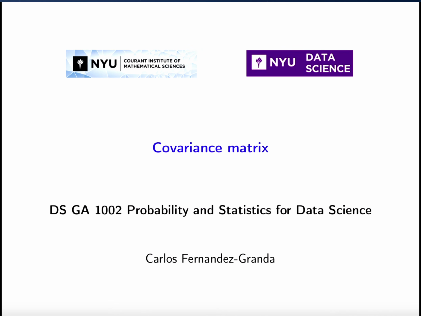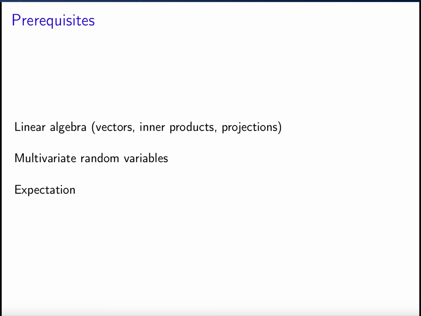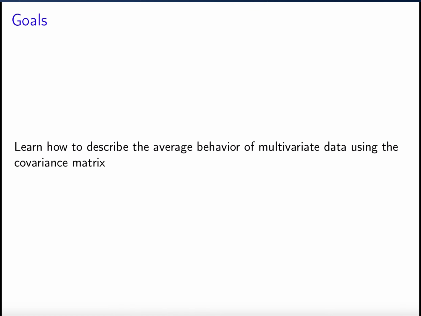Hello everyone. Today we're going to talk about covariance matrices. The prerequisites for this material are some linear algebra, vectors, matrices, inner products, projections, multivariate random variables, and all the material we saw about expectation. The goal is to describe the average behavior of multivariate data using the covariance matrix.